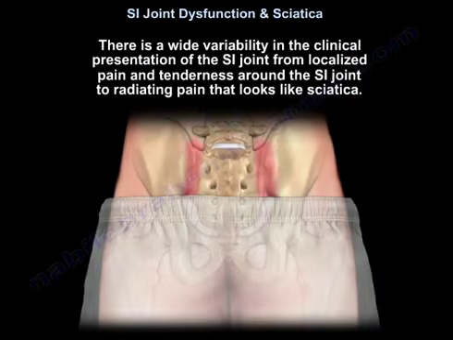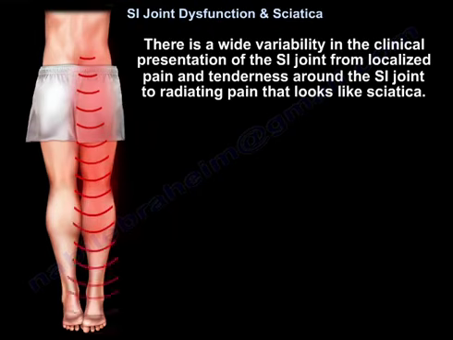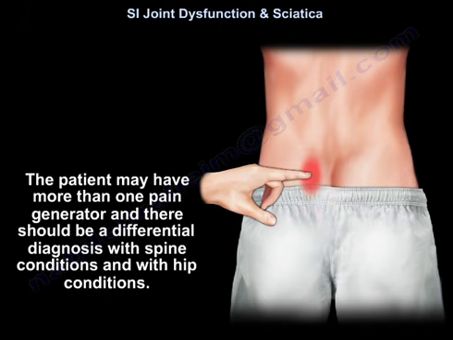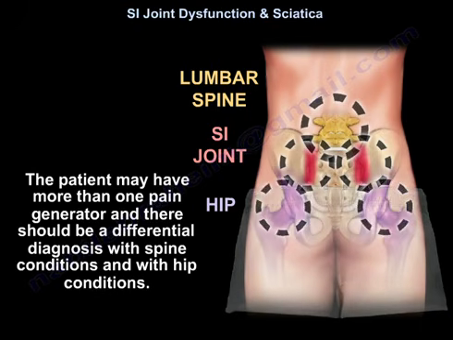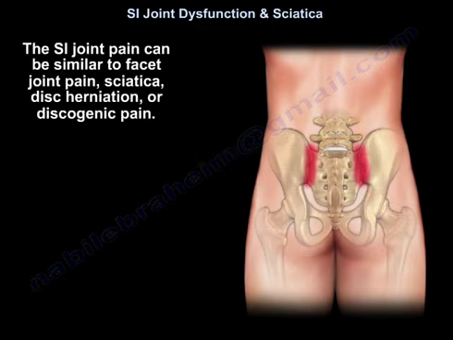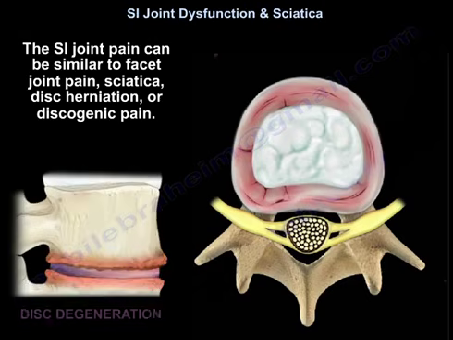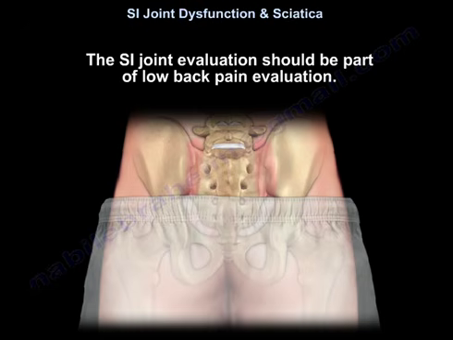There is wide variability in the clinical presentation of the sacroiliac joint, from localized pain and tenderness around the sacroiliac joint to radiating pain that looks like sciatica. And the patient may have more than one pain generator, and there should be differential diagnosis with spine conditions and with hip conditions. Sacroiliac joint pain can be similar to facet joint pain, sciatica, disc herniation, or discogenic pain. The sacroiliac joint evaluation should be part of low back pain evaluation.